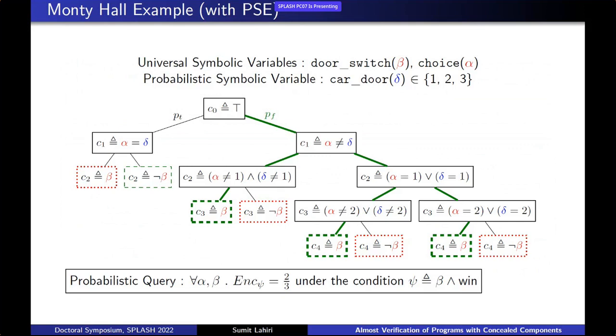Given that we have this probabilistic variable, we want to find that all the winning paths have a probability of 2/3 under the condition which is shown here. So we want to find out the probability for all the green paths that are marked in this tree.